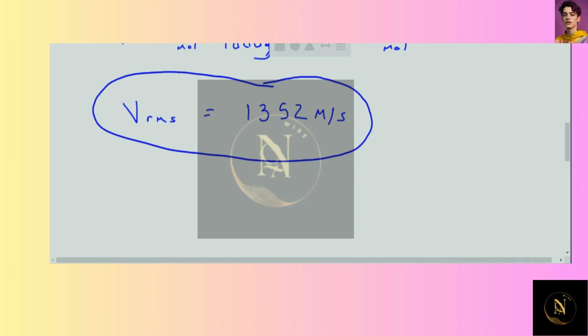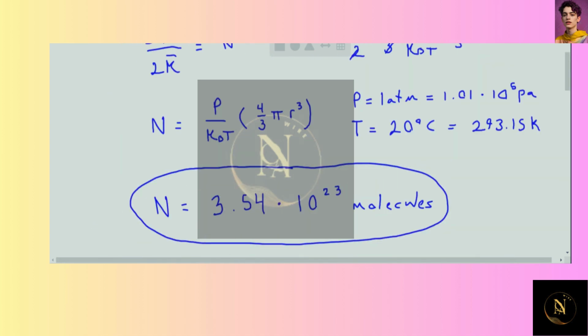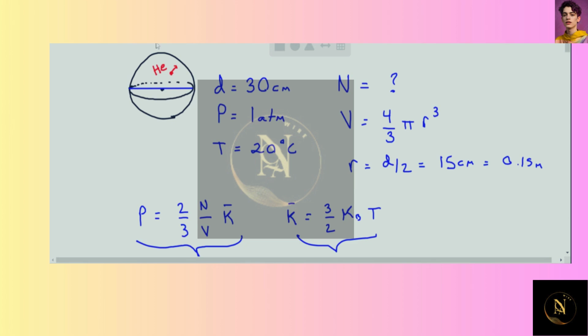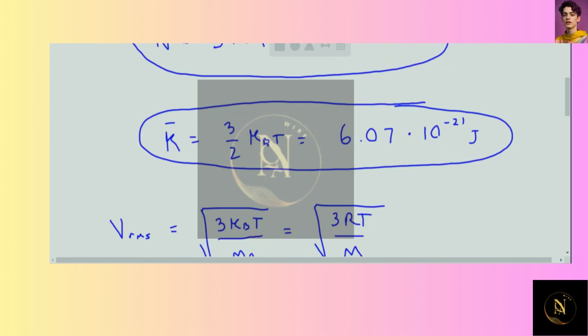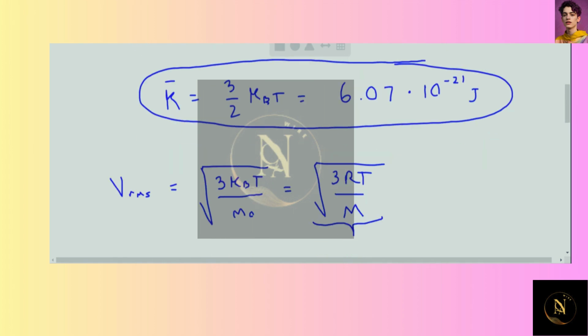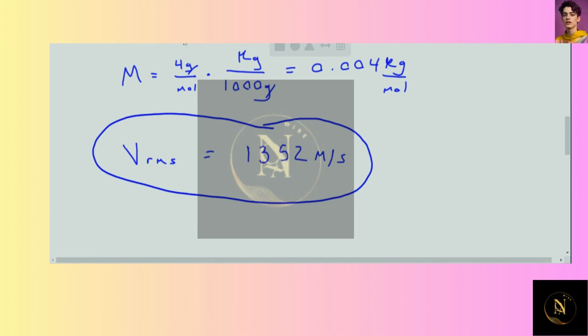So there you have it. We determined the number of molecules in this helium sample given its geometry, pressure, and temperature. And then we did some more calculations after that, specifically the average kinetic energy of a molecule in that gas and the root mean square velocity of a molecule in that gas.